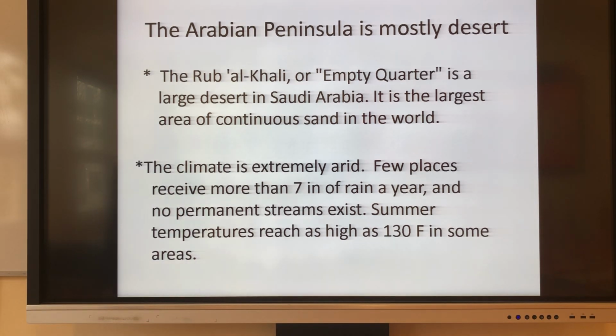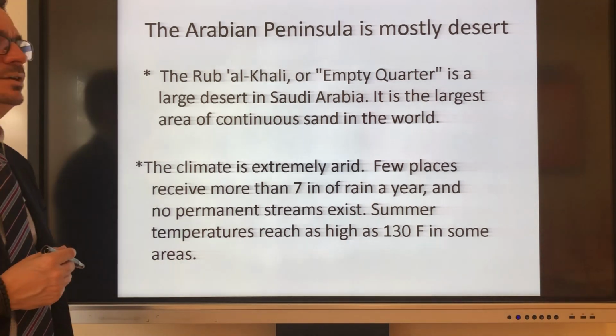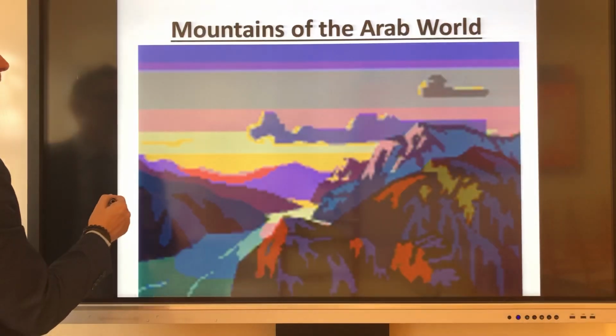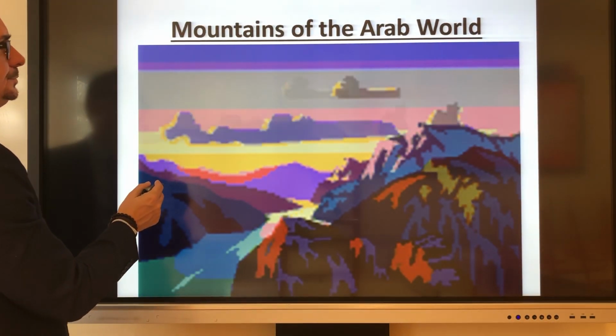Few places receive more than 7 inches of rain a year, and no permanent streams exist. Summer temperatures reach as high as 130 Fahrenheit in some areas. 130 Fahrenheit, and be well over 40 degrees Celsius during the day.